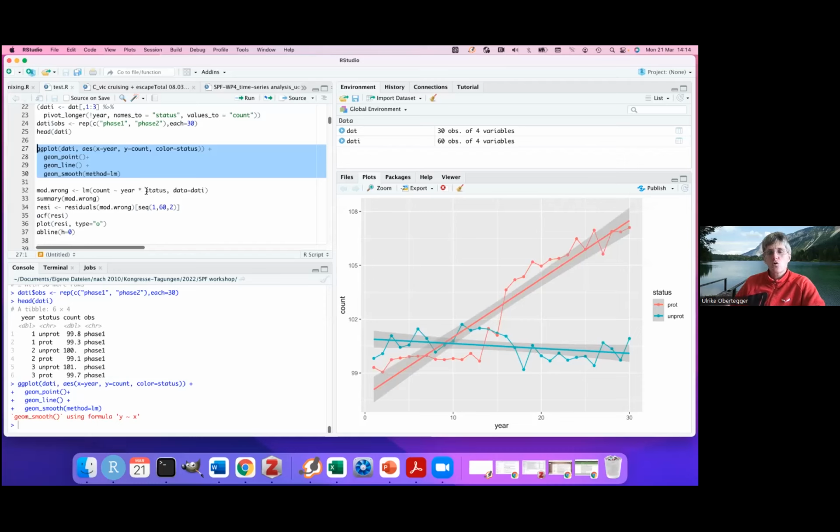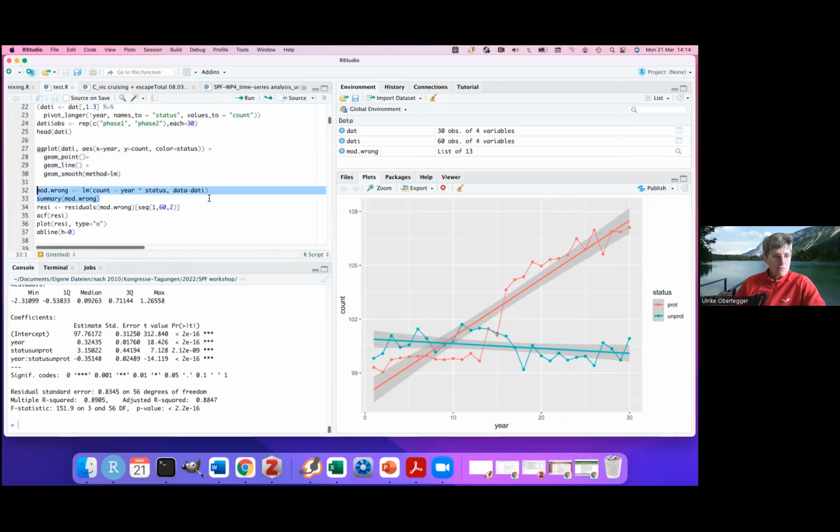That means no consideration of this change in a protection status. And we get a nice model. I mean, there are stars everywhere, a high R square, but the thing that you should always do is have a look at the residuals.